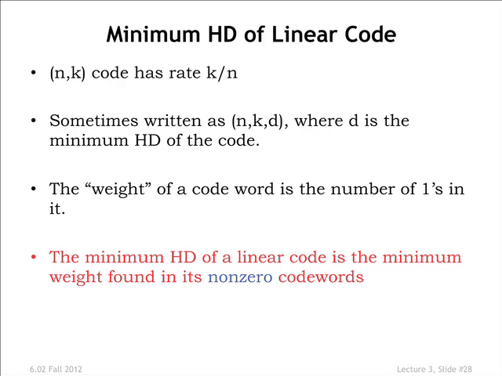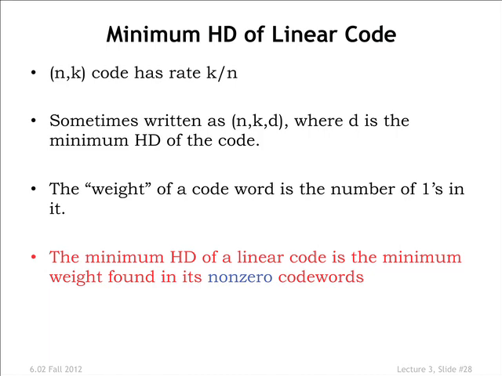Now it turns out that for a linear code, it's easy to determine the minimum Hamming distance between code words, which we saw was crucial to establishing what the error correction or detection properties were. If you've got a linear code, to determine the minimum distance between code words, you only have to look for the minimum distance between the zero code word and all the other code words. In a linear code, the minimum distance that you'll find between any two code words is the same as the minimum distance you'll find between the zero code word and any other code word.